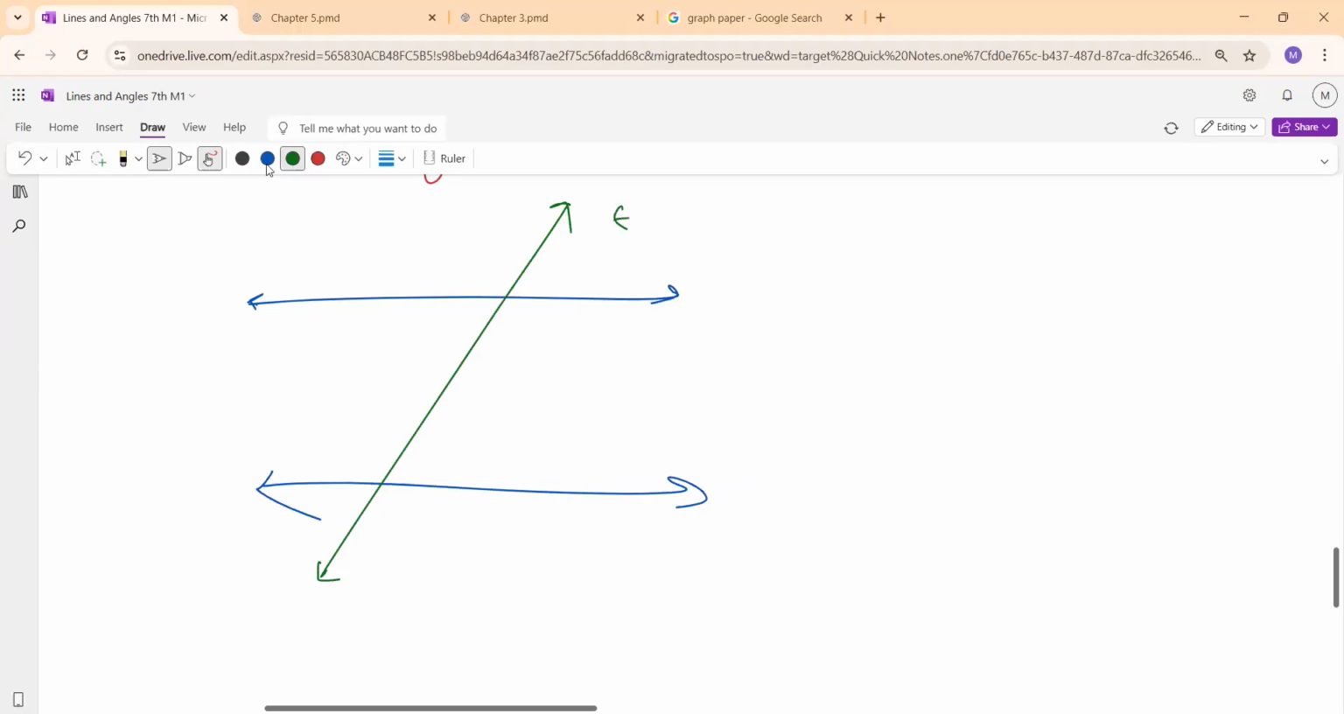This is a transversal, this is a line L, this is a line M. Now, this transversal T is cutting these two lines. Let's say I have this angle, which is angle 1, and a second angle, which is angle 2. These angles are known as co-interior angles. How come co-interior?